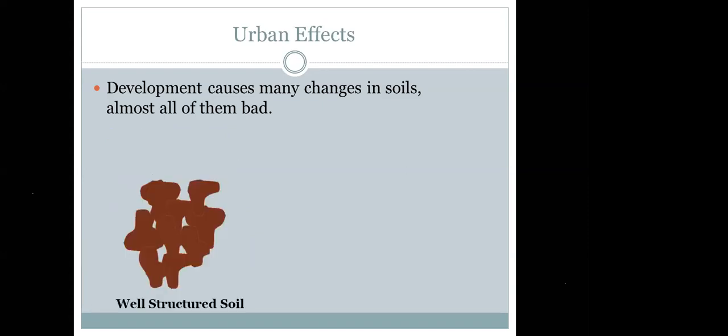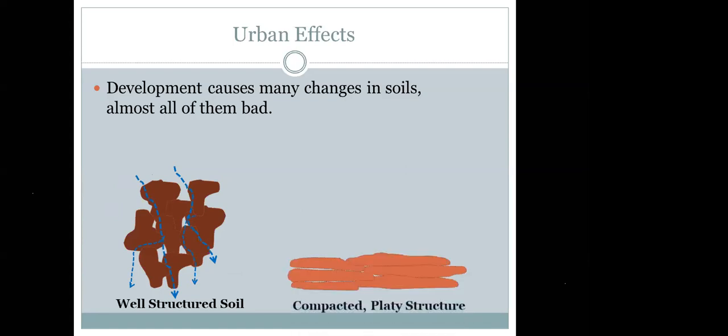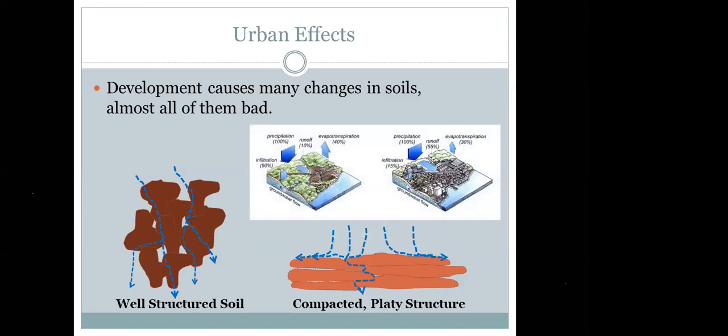Here's your well-structured soil. Nice, loose beds with big pore spaces in between those beds. What happens when it rains? Most of the water just percolates right down through those pore spaces. Here's that same soil after it's been compacted into a platy structure. What happens when it rains? Some water gets in, a lot of the water stays up there at the surface. Doesn't have a chance to get in.